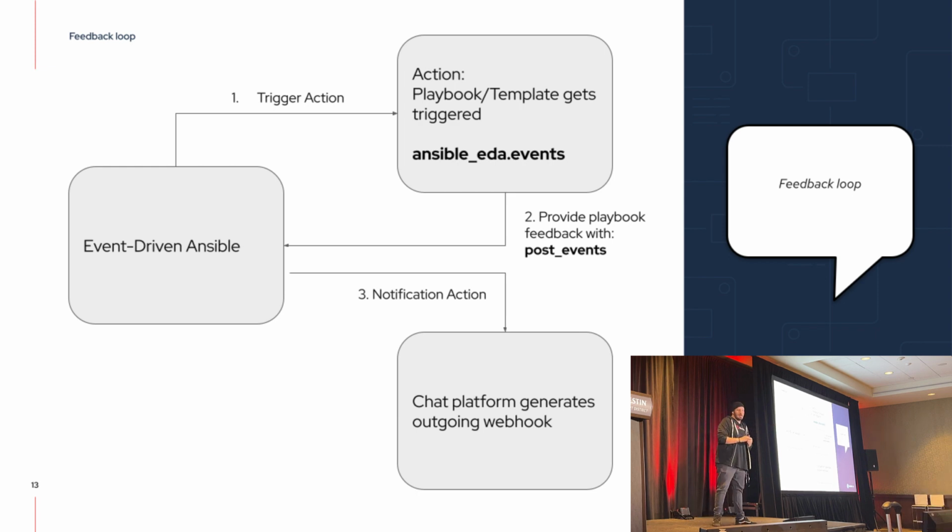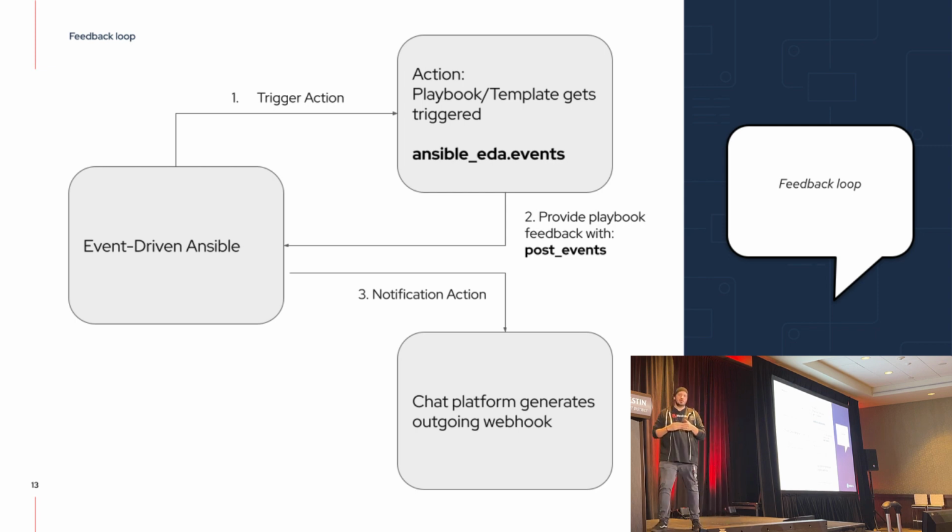Now, we have another situation where you see another bold statement, and that's post-events from step number 2. So what happens if we want feedback from this playbook? This is where we specify what we call post-events. So post-events true will basically tell us whatever output comes from that playbook needs to go back into event-driven Ansible and we can then use it further.